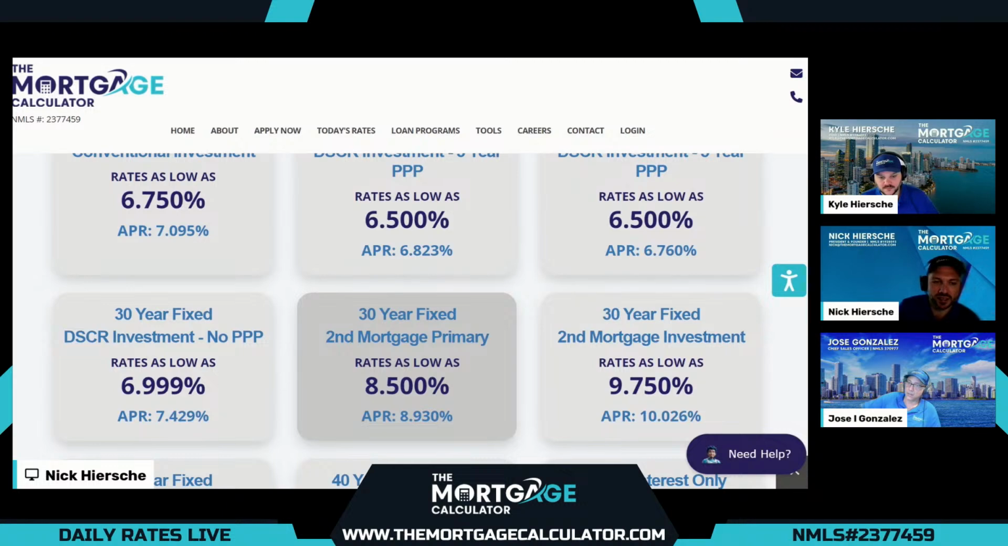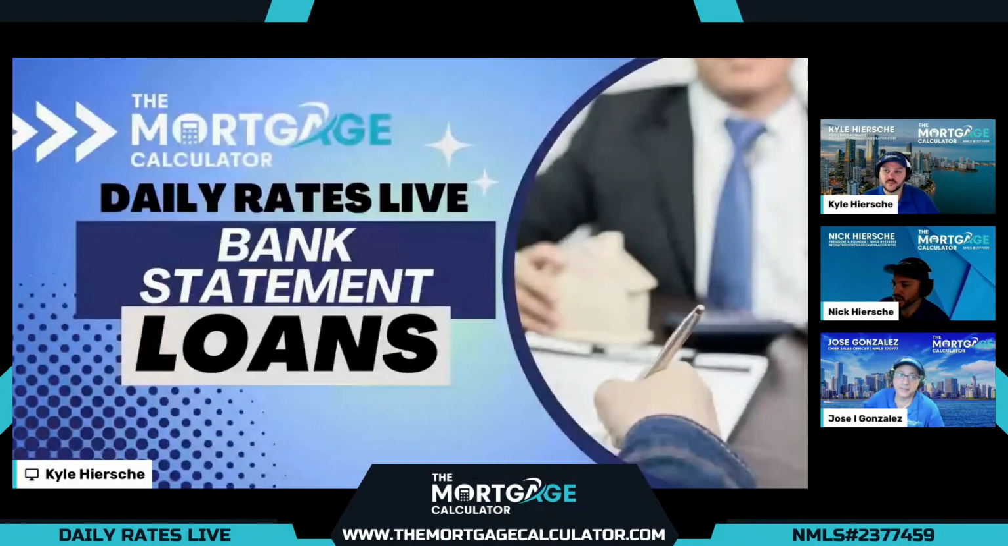You're comparing that to a HELOC. And we can use the same program, 30-year fixed second mortgage, to get cash out of an investment property without touching that first mortgage. Rates as low as 9.75, final APR 10.026. And these are non-QM programs, so bank statements and similar, which is our topic for today.